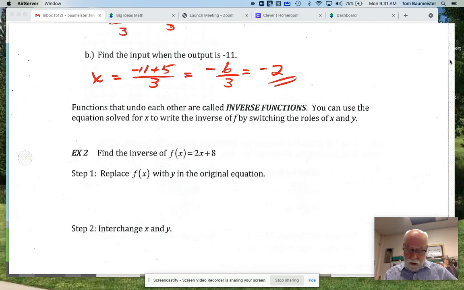So find the inverse of f of x is equal to 2x plus 8. Step 1, replace f of x with y in the original equation. So sometimes they will have f of x, sometimes they won't. Again, you're just going to use the y. But in this case, they did start us with f of x, so we're going to replace that with y.